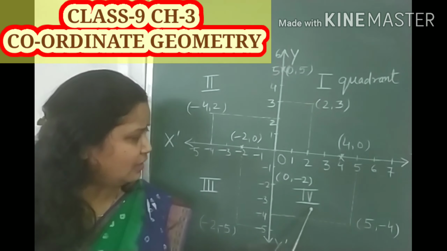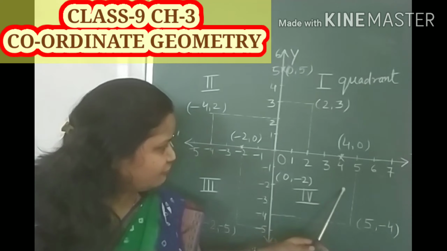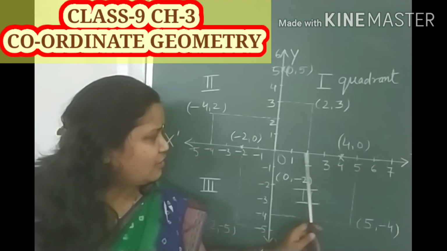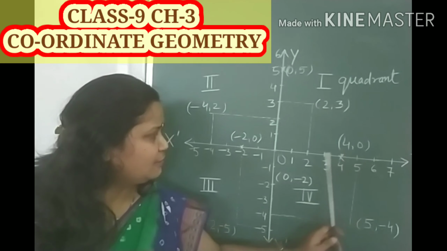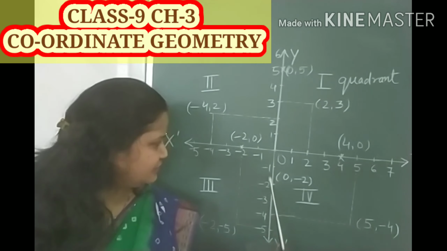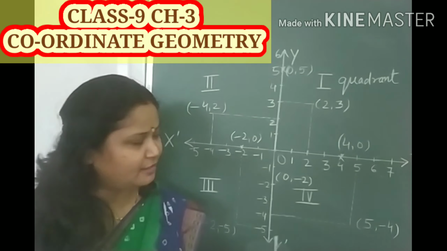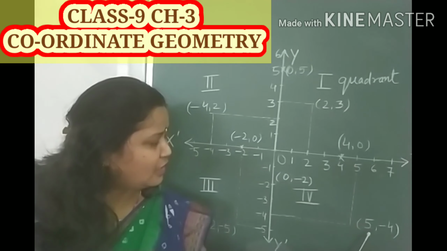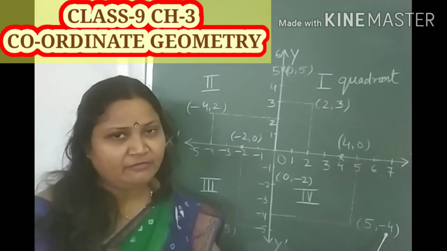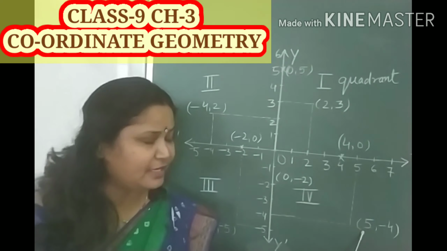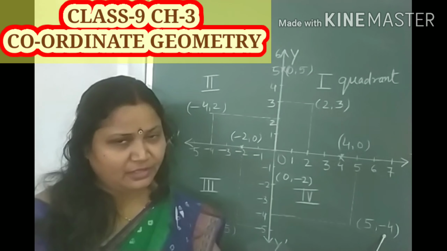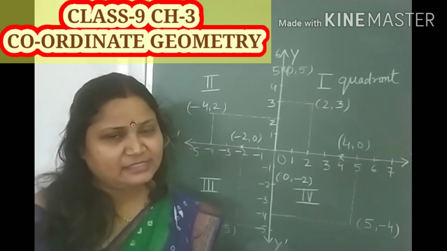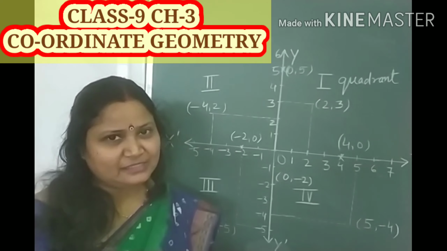Now we move to the fourth quadrant. Children, in the fourth quadrant, as you can see, on the x-axis every point is positive and on the y-axis every point is negative. So in the fourth quadrant, any point will be in the form of positive, negative, meaning its x coordinate will be positive and y coordinate will be negative. So children, in this way you can easily plot any point in the Cartesian plane.